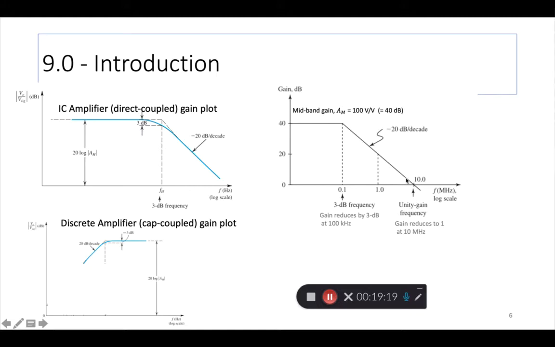Alright, here's just one more example I found where you can see some real numbers. So for example, the mid-band gain AM is 100 volts per volt, which is 40 dB.